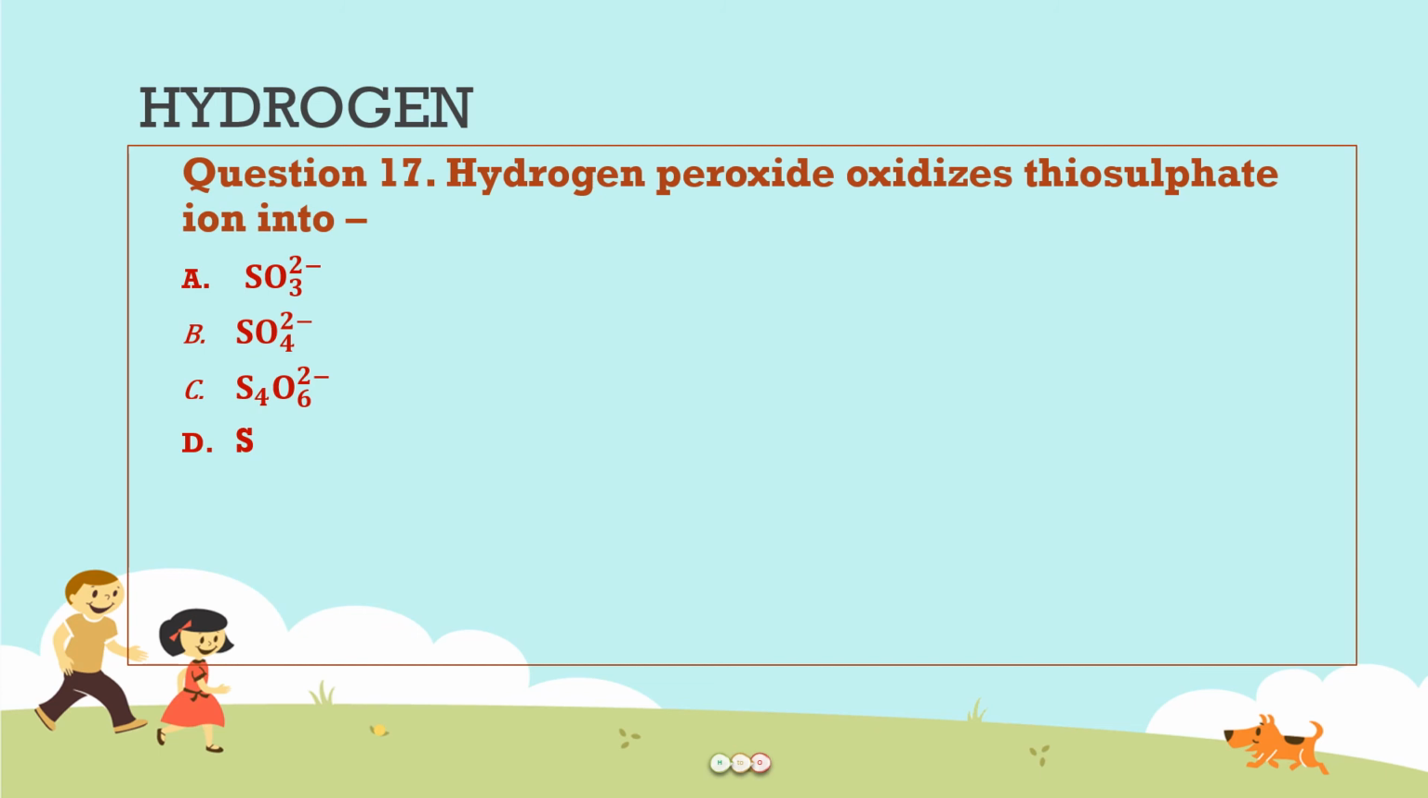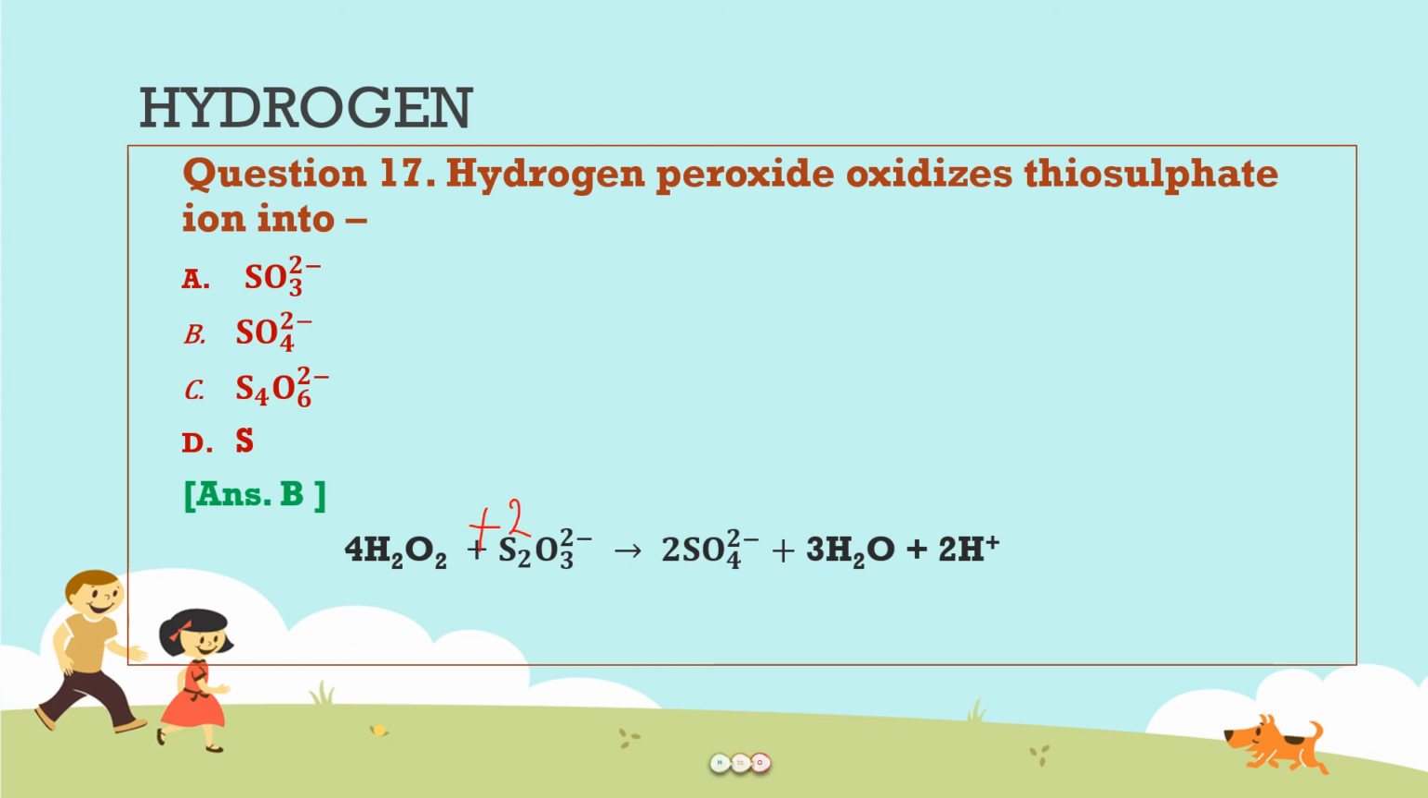So the correct option over here is going to be B choice, and here thiosulphate will be getting converted into the sulfate ions. Even if you forget the reaction, just remember that over here sulfur is in +2 oxidation state, and it is going to be oxidized, so it will go into its highest oxidation state, that is +6, which is there in the sulfate ion.